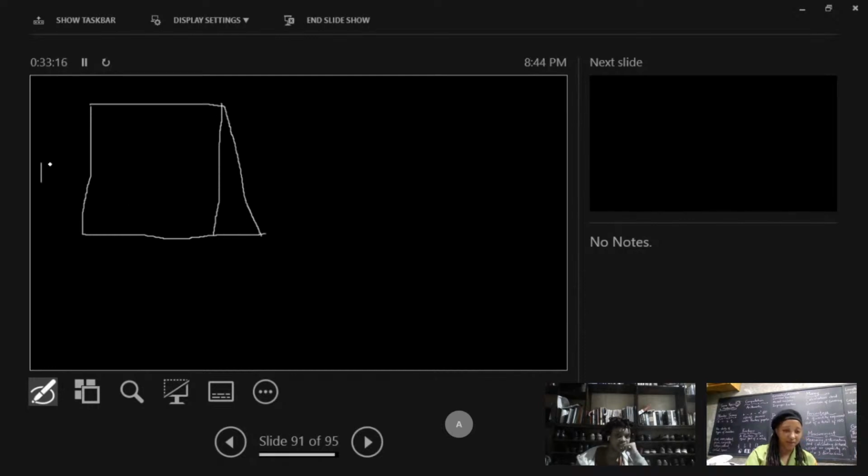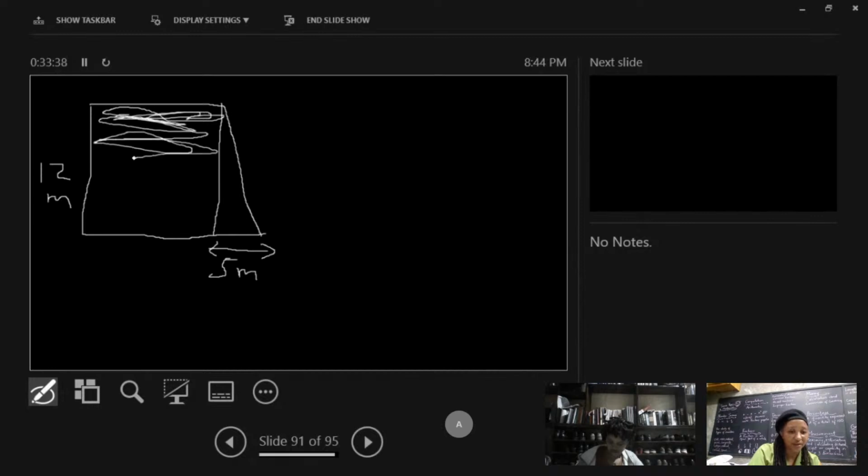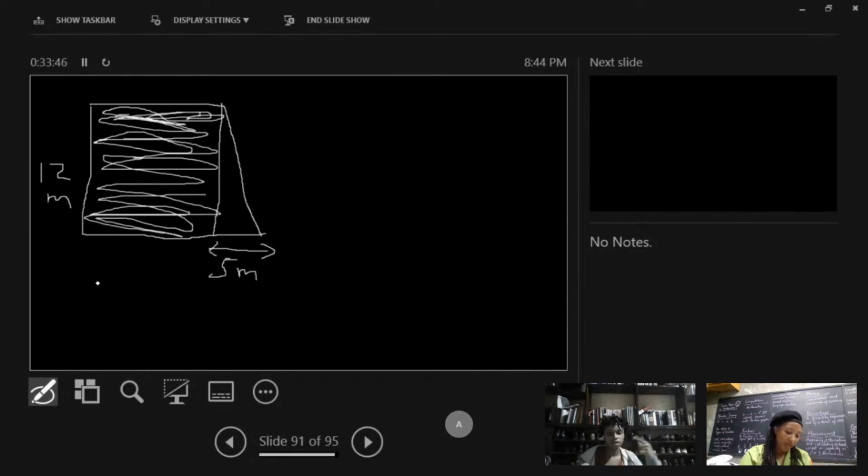So we have 12 meters, and this little part right there is 5. Now this is shaded in here. This is a shaded region in there. Here's the thing now. They want the entire trapezium. If you got the answer already, I haven't asked the question yet, girls.